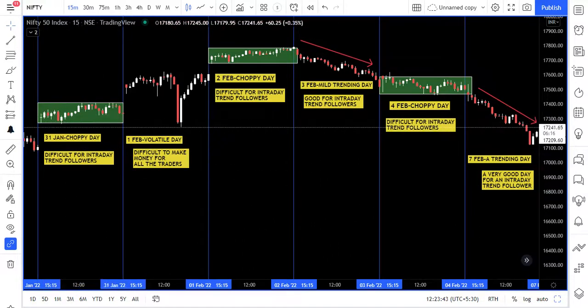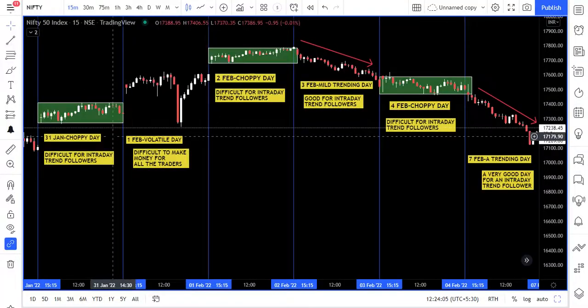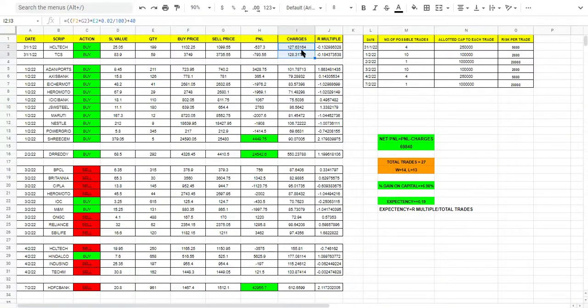On 31st January, we risked 5,000 in 2 trades. So our overall risk was 10,000. How much profit or loss did we make? We made a very small loss of 1330 rupees, and after adding the charges, that was somewhere around 1600 rupees. So on a risk of 10,000 rupees in a choppy day, which is not good for us to trade, we were still able to lose only less than 20% of the overall risk we had taken that day.